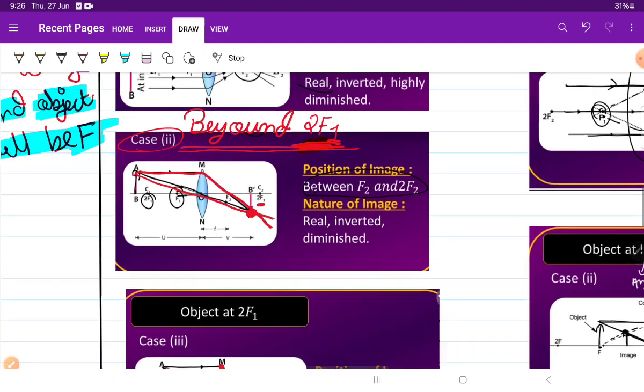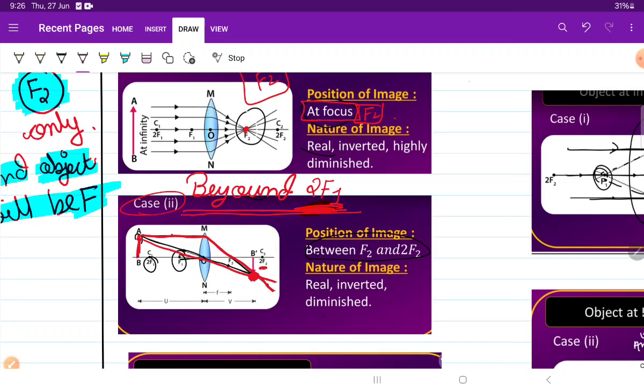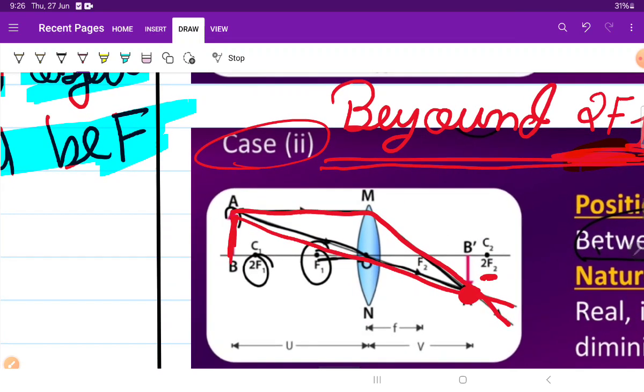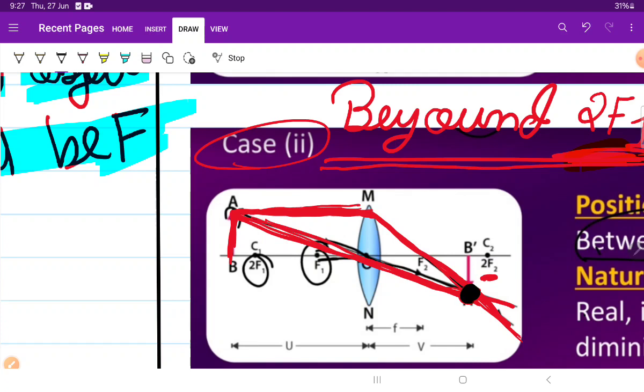Now let's move on to the second case. Second case, beyond 2f1. Beyond 2f1 means beyond C. Let's put the object beyond 2f1. We have studied in the second case that an incident ray parallel to the principal axis, after refracting, will pass through f2. And one ray coming through the optic center will pass through the optic center only. Then the meeting point of both rays is here.